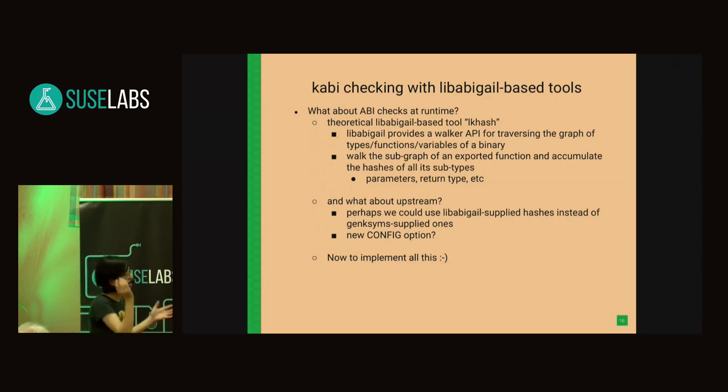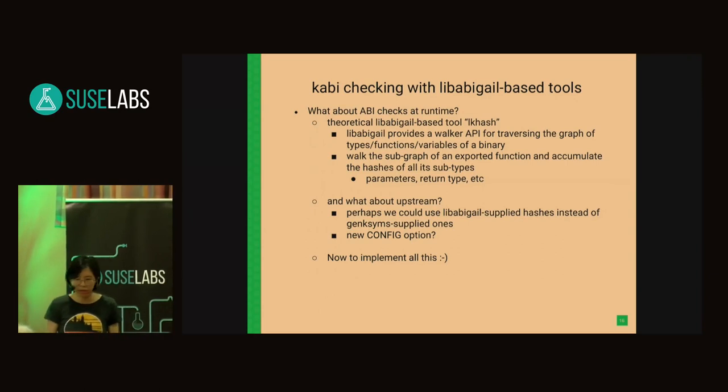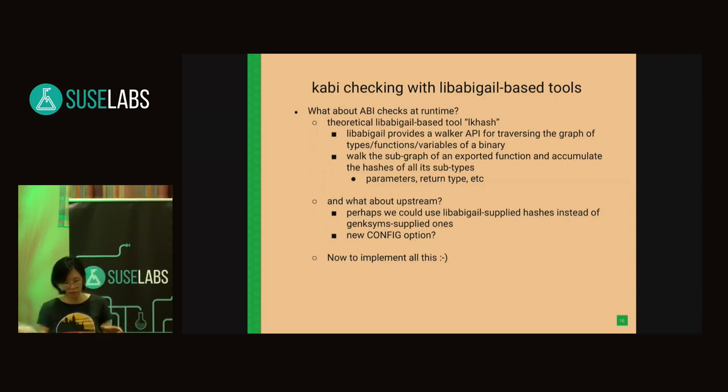Some ideas on implementing such a tool. Luckily, libabigail already provides a walker API for traversing the graphs it creates when reading in a binary. So you could very trivially walk this graph of types and functions and variables in a binary. If you have a list of exported symbols, you could walk the tree of those exported symbols and accumulate the hashes of all of its subtypes. That includes all of the parameters, the return type, et cetera, and all the subtypes underneath those parameters.